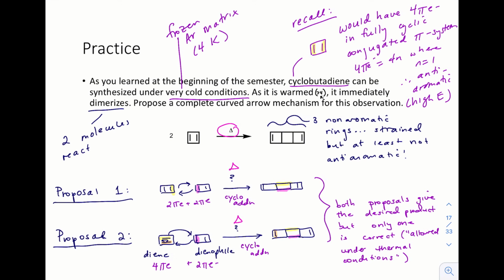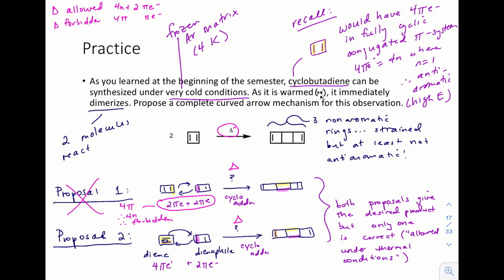And the selection rules said cycloadditions are thermally allowed for 4n plus 2 pi electrons in the transition state. They are thermally forbidden when there are 4n pi electrons in the transition state. So how many electrons in proposal 1? That's 4 pi total, which is 4n. Thus, proposal 1 is thermally forbidden. So this is not the correct answer.